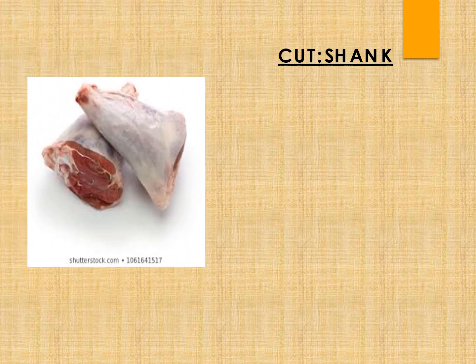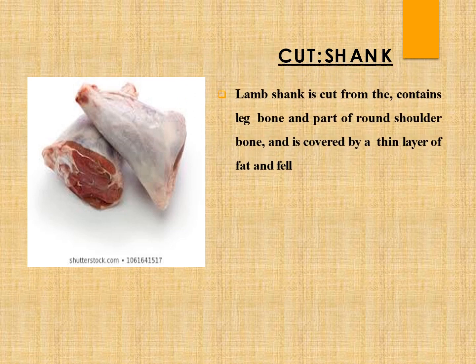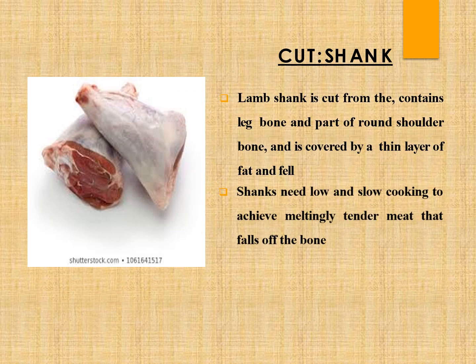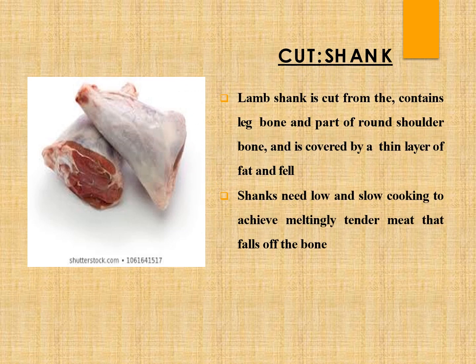Let's start understanding the different cuts of lamb individually. First, we will start with shank. You can see in the image the shank of a lamb. Shank comes from the area of meat and bone that sits above the knee joint and below the leg.